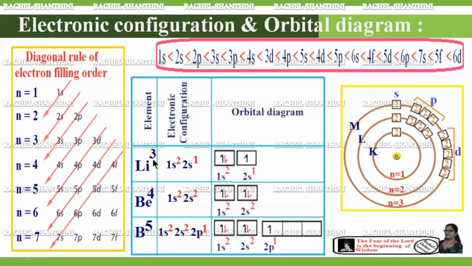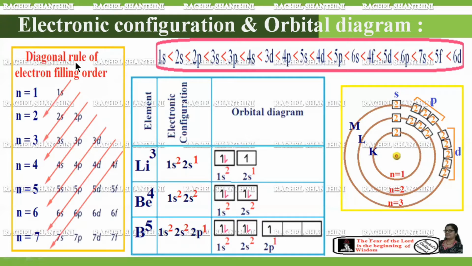Now let us write the electronic configuration of lithium, beryllium, and boron. The numbers you could see in the top right corner are the atomic numbers of the atoms. For lithium, what is the atomic number? 3. For beryllium, we have 4. For boron, we have 5. These atomic numbers represent the number of electrons present in the respective atom.